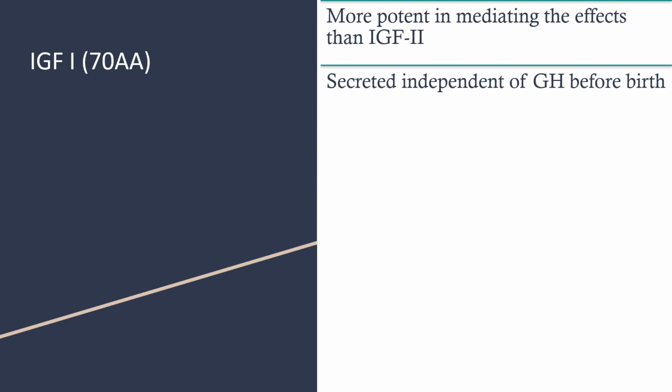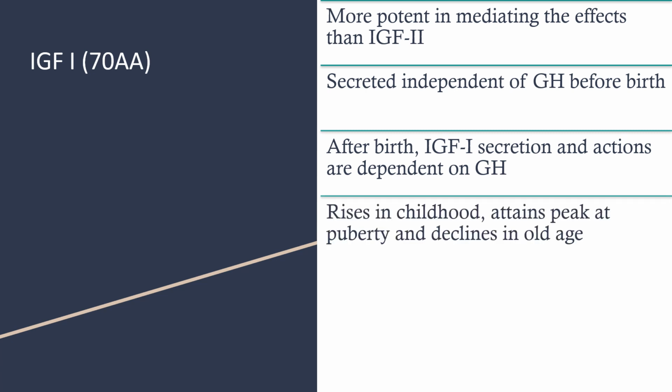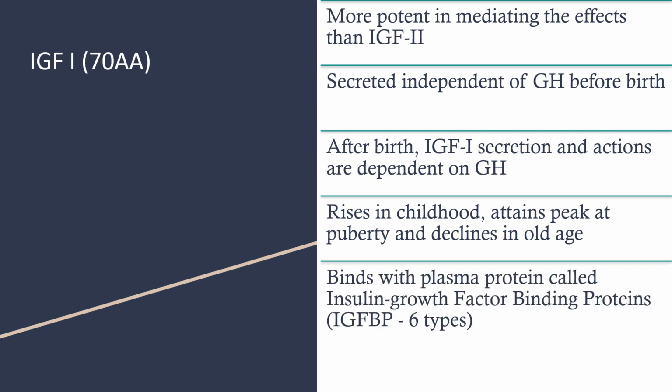IGF-1 is secreted independent of growth hormone before birth itself. However, after birth, IGF secretion and actions are mainly dependent on growth hormone. It rises in childhood, attains its peak during puberty, and declines in old age. It binds with plasma proteins called insulin-like growth factor binding proteins. There are 6 such binding proteins, which serve as a reservoir for insulin-like growth factor in the plasma.